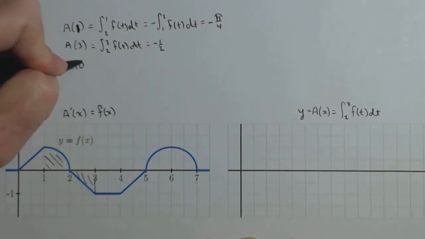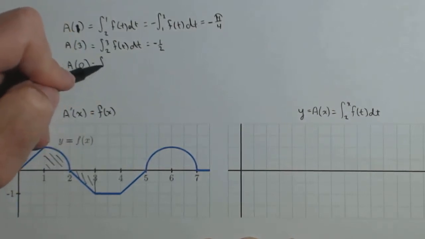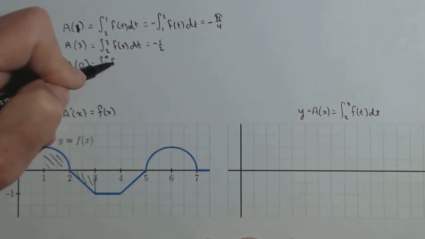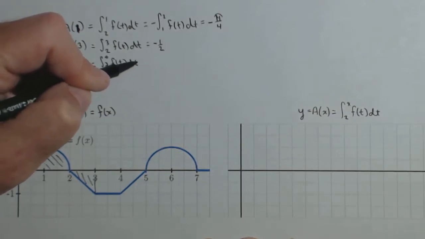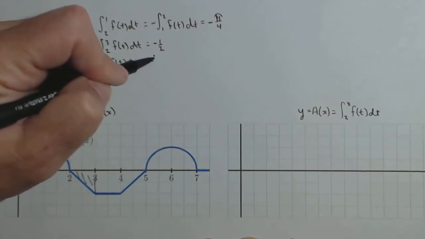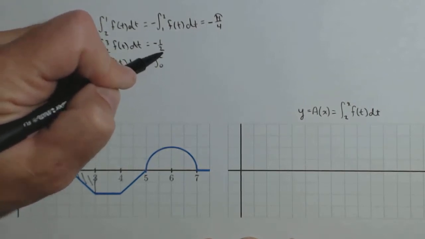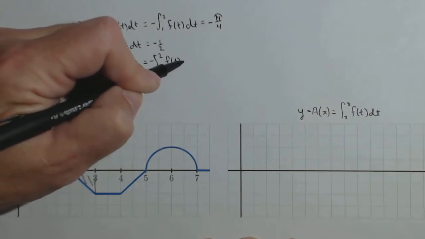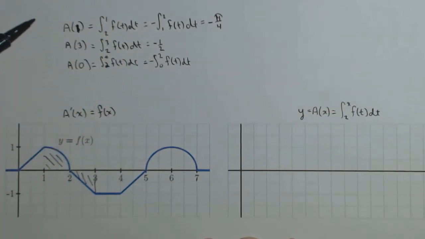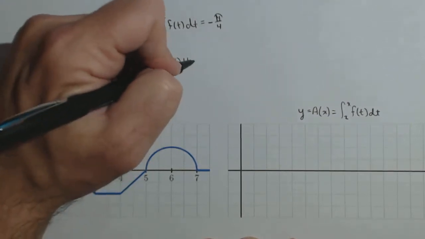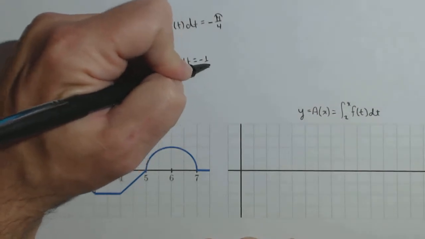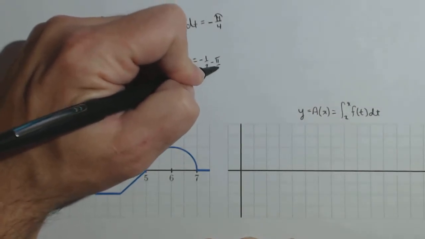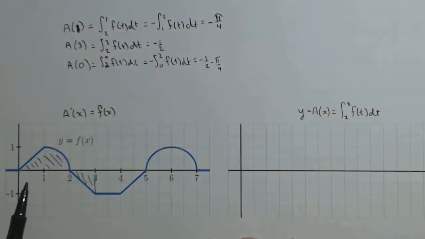So let's find some more values. A of 0 is the integral from 2 to 0 of f of t dt. What we'll do is make it negative and swap those limits, 0 to 2 of f of t dt. Remember, we already found 1 to 2, so we only need to find 0 to 1, which is a half, but it's going to be made negative. So it's negative 1/2 minus pi over 4.